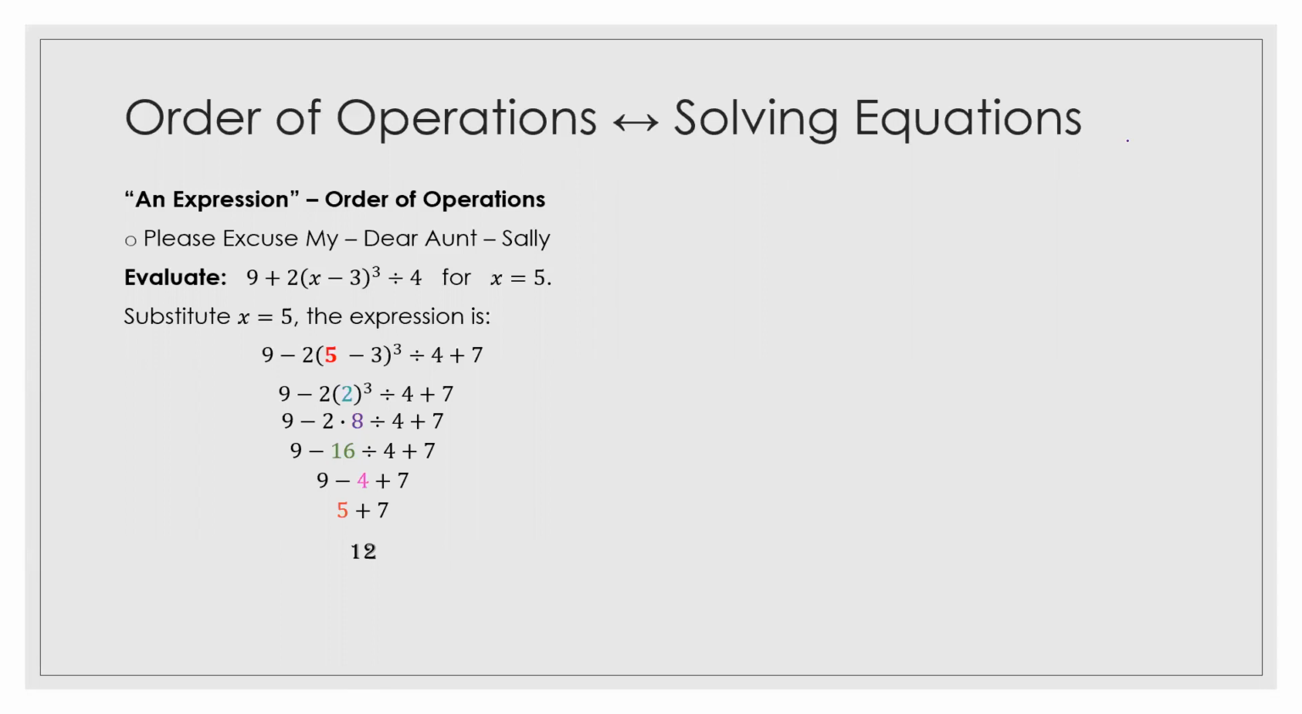Okay, now what we're learning in this lesson is to solve an equation. So how is that different than order of operations? To solve an equation is to actually go in reverse. So you are undoing the order of operations to get the variable that you want.